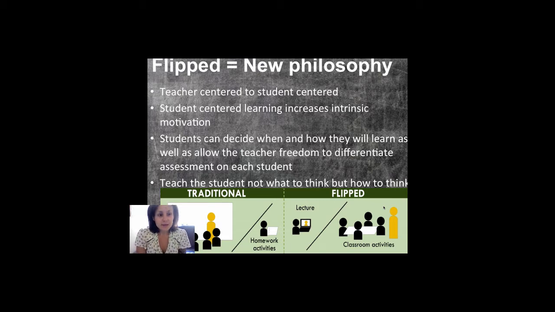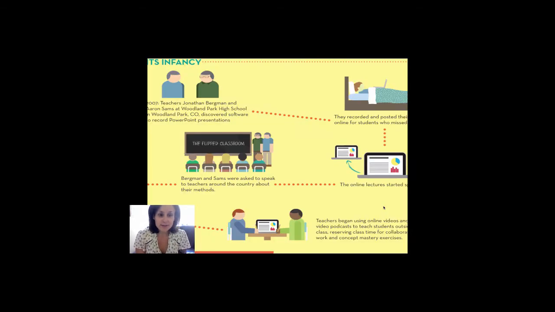So its origins: we have these two teachers, Jonathan Bergman and Aaron Sams. We're actually going to watch them in a video in a minute, talk about their classroom, and you can see flipped classrooms in action. They lived out in a rural area. A lot of their students had to travel far distances, so there was a high level of students being absent. So they came up with the idea of flipped classrooms, doing their lectures online, burning them to a disk, uploading them to YouTube or their webpage, and then kids would keep up that way.